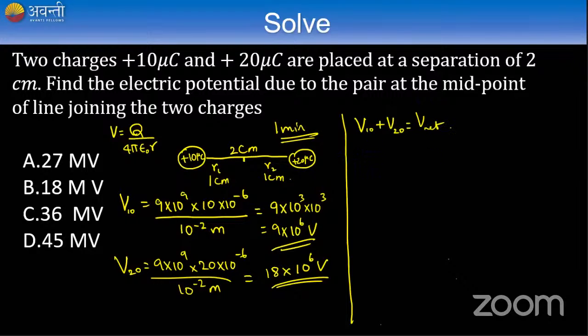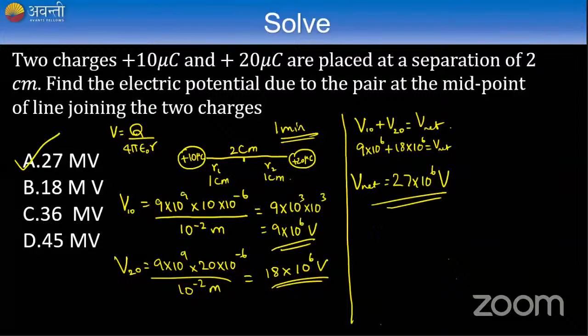What is the net potential? So V10 is 9 into 10 power 6 plus 18 into 10 power 6. That will be equal to V net. So what is my V net? V net will be equal to 9 plus 18, 27 into 10 power 6 volts. So guys, option A is the correct answer. V net is 27 megavolts.